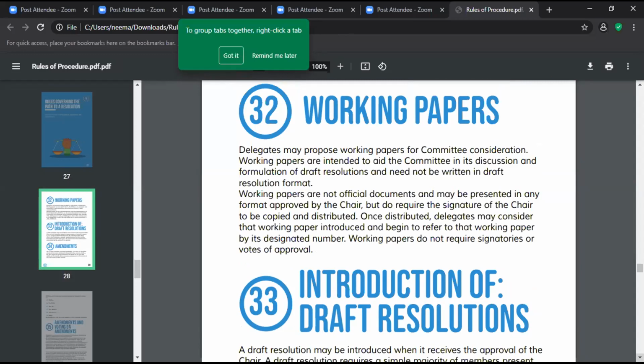Earlier, I said a draft resolution is a proposal submitted by one or more members of the commission or by a member state representing a group, for it to be considered by the committee or to be adopted by the commission. The working paper requires the signature of the chair for it to be copied and distributed to the committee. It must not be written in a draft resolution format. Once it is introduced, the delegates may consider working on it. They also do not require signatures or votes of approval.